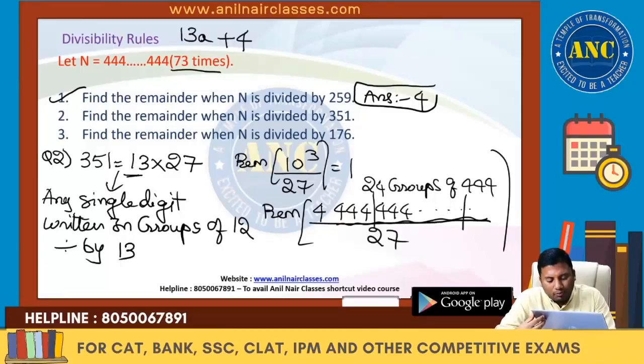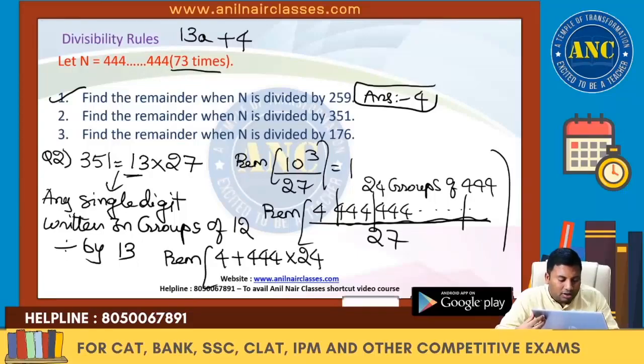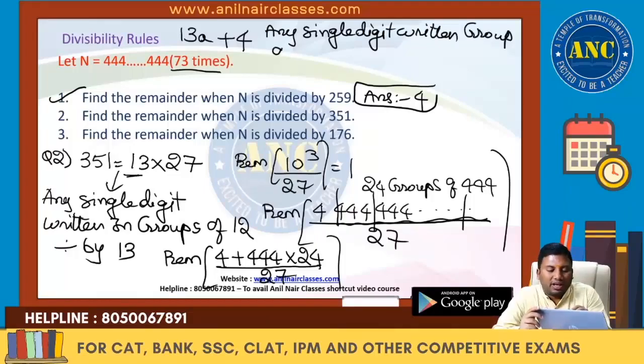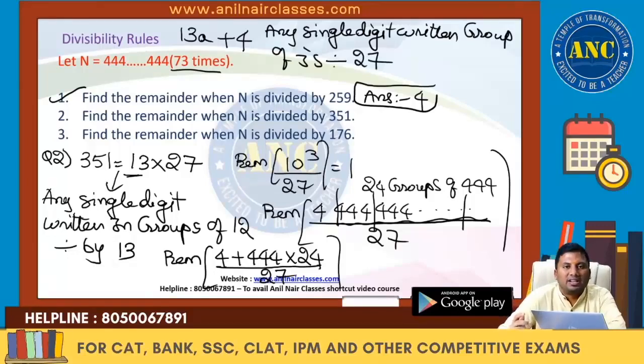So take a group of 3 digits and add it. So the answer is nothing but the remainder of 4 plus 444 into 24 divided by 27. Are you all with me? 444 is 4 into 111. That means any single digit written in groups of 3 is always divisible by 27. Are you all with me? Any single digit written in groups of 3 is always divisible by 27.